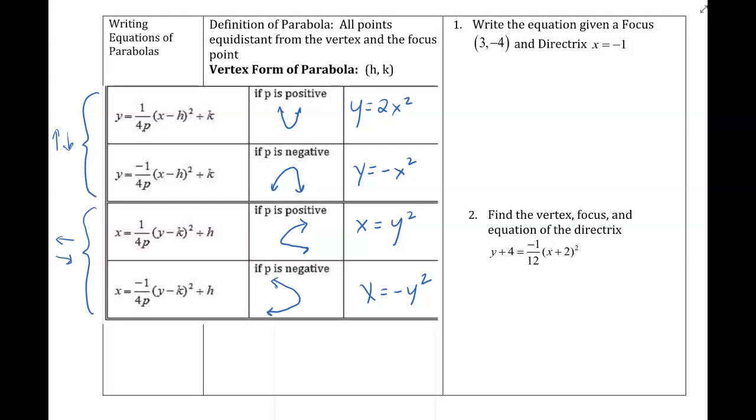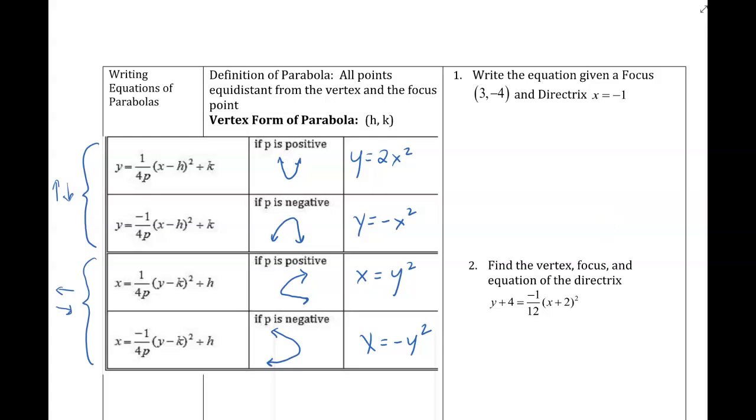So we want to be able to write equations given some information. Here we were given what the focus is and what the directrix is. Just to recap, the focus is a point, the directrix is a line, and a parabola is defined as all points that are equidistant from the directrix and the focus. So we know the focus is 3, -4, and the directrix is x equals -1.